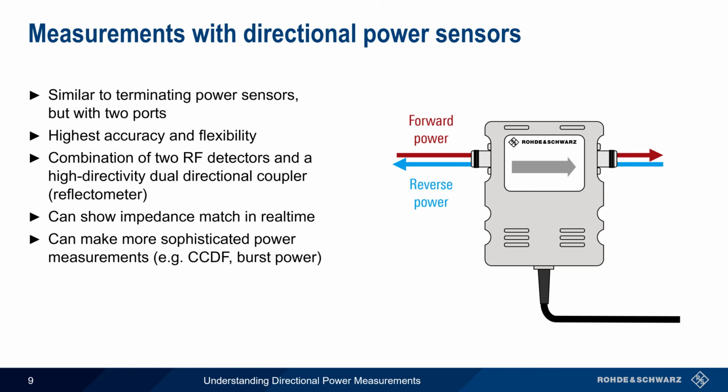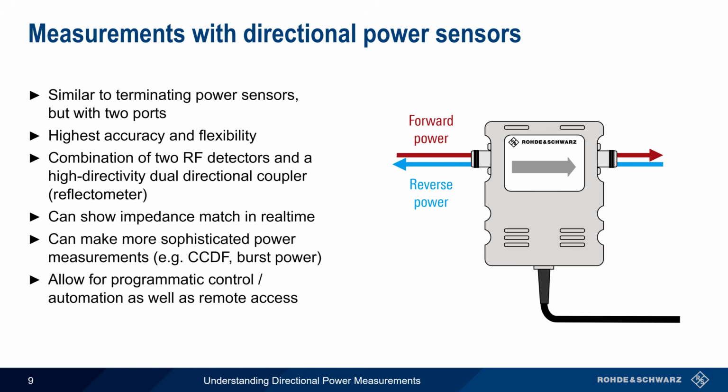These types of sensors can often be programmatically controlled, enabling both automated measurements as well as remote access. And finally, many of these sensors also support external event triggering, making them easy to integrate into more complex test and measurement scenarios.